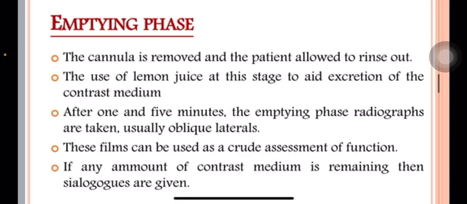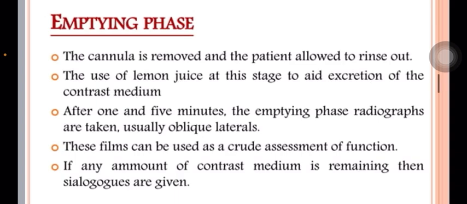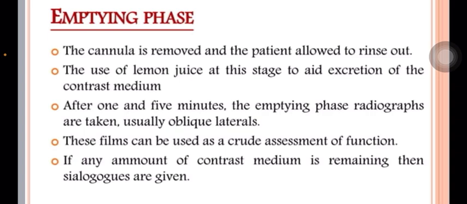Then the emptying phase. The cannula is removed in this phase and the patient is allowed to rinse out. There is use of lemon juice at this stage for excretion of the contrast medium. After 1 to 5 minutes of the emptying phase, the post-operative radiograph is taken, usually an oblique lateral. This film can be used for a crude assessment of function. If any amount of contrast medium is left after the post-operative radiograph, then sialographs are given.